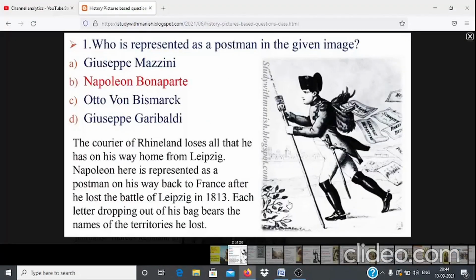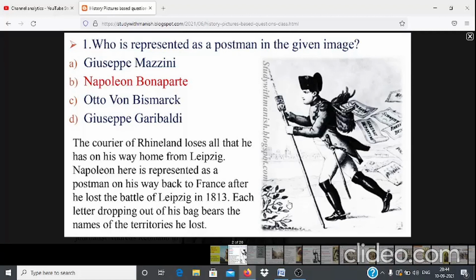Now we will discuss picture based questions. Here a few images are given. You have to look at the images carefully. After that, read the question and then choose the correct option.